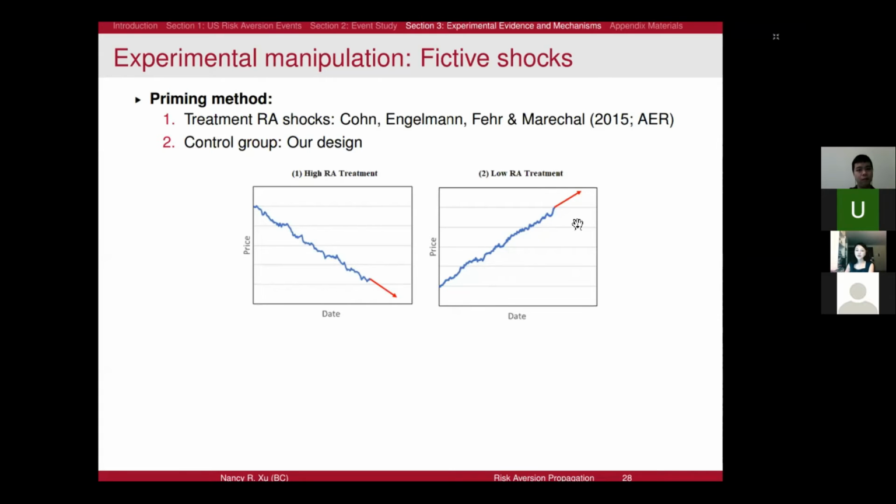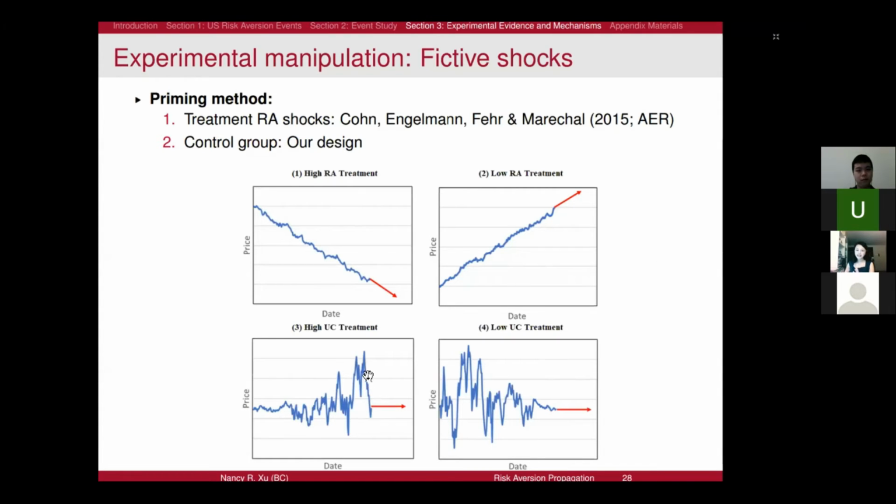And then they also have a boom shock. That's called a low risk aversion shock. In their paper, they don't have a control group, but we do need a control group because we study asymmetries. So another advantage of building on their risk aversion shock is that we can design our control group in a relatively similar fashion. This means price keeps decreasing but the volatility remains the same. And we can design the counterpart where price is not decreasing or increasing, but the volatility is increasing. So these 3 and 4 naturally become our control group, and 1 and 2 become our treatment group of interest.